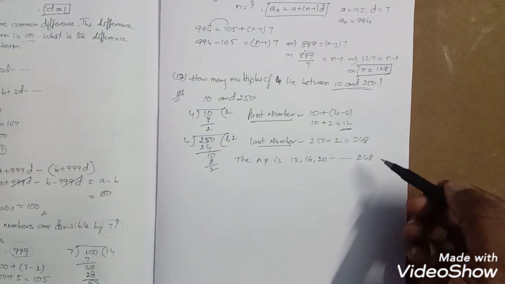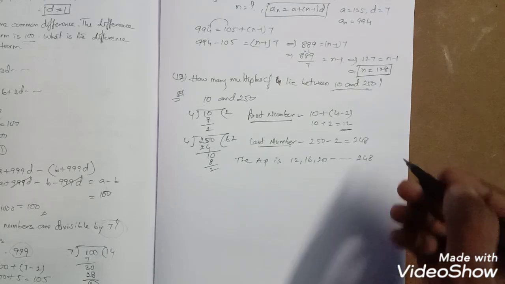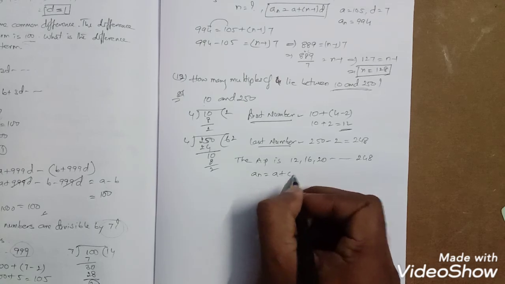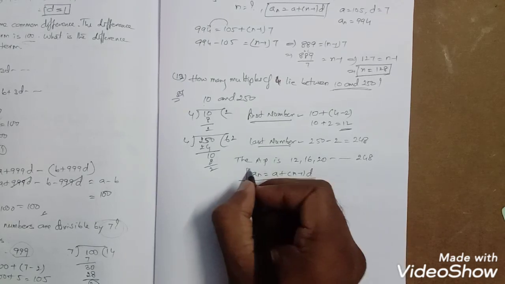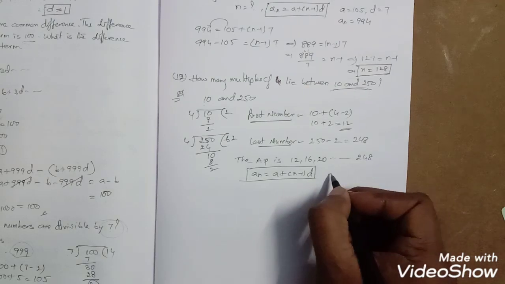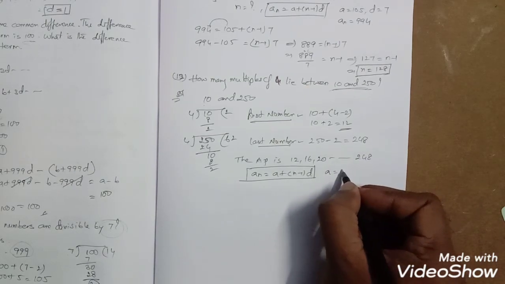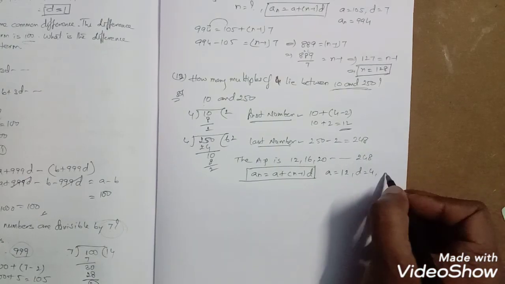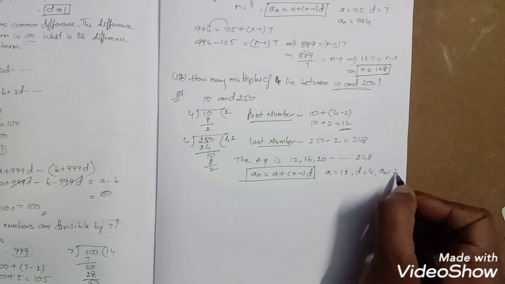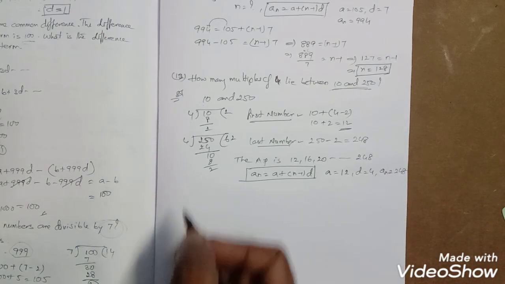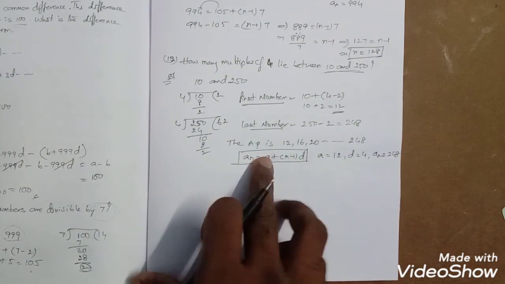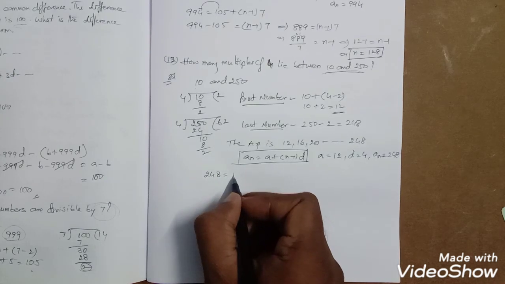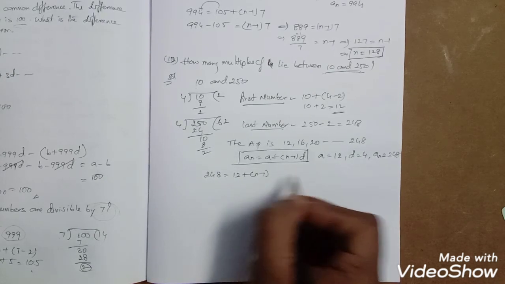Next you have to identify how many numbers are divisible by 4. For that you have to use your formula, that is an is equal to a plus (n minus 1) into d. By using this formula we can find the nth term. Now what is the first term? Let us write: a is equal to 12, d is equal to 4 as the numbers are divisible by 4. Next an is nothing but 248. Now after writing this, substitute these values in this equation. So you'll get 248 is equal to 12 plus (n minus 1) into 4, as the d value is 4.